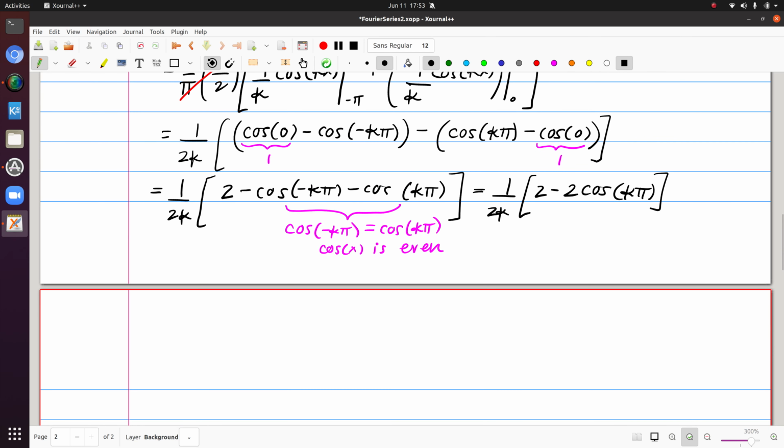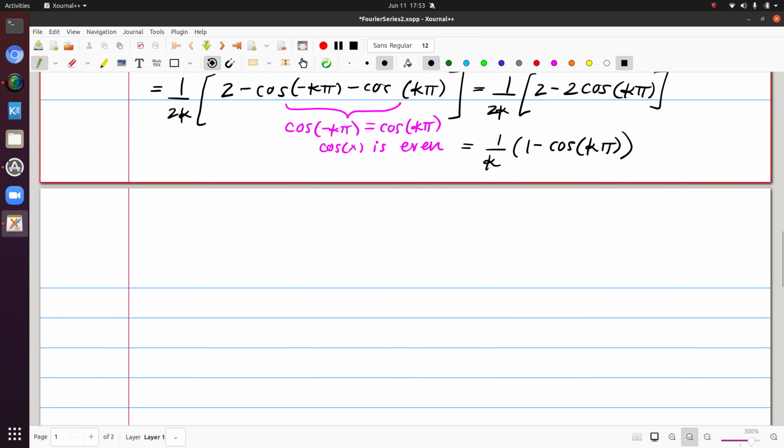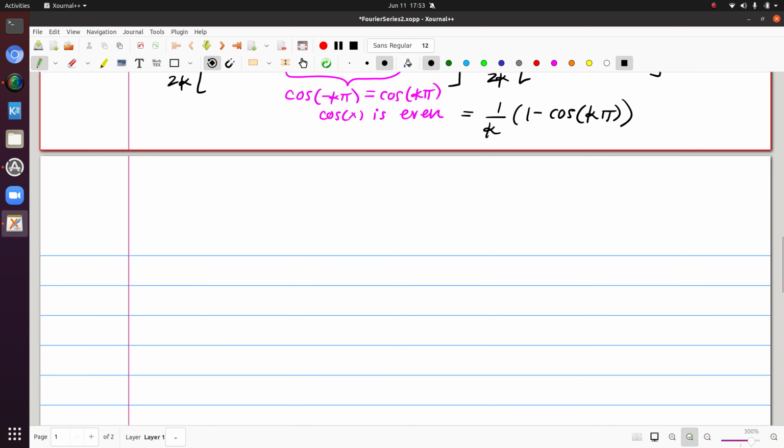So notice that now I can see that I can cancel the 2's. So I at least have knocked this down to this. So there's something important to keep in mind here: that cosine of k pi, we have actually seen this in a series before, that takes on one of two values.